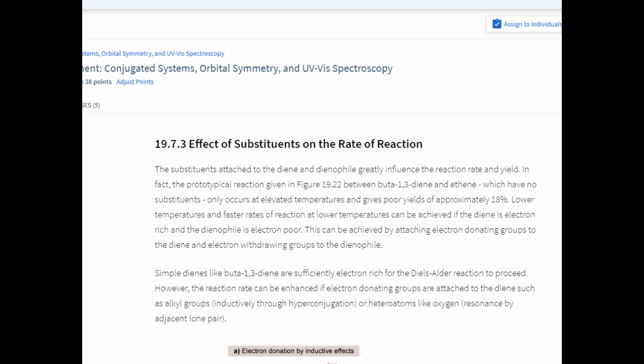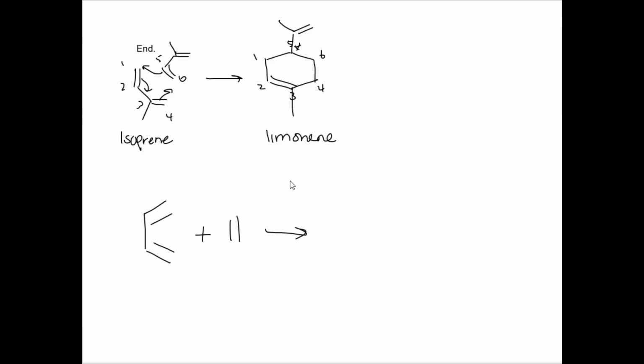And what you can see in this description is that the reaction goes fastest. In other words, lower temperature and faster reaction rates of a Diels-Alder reaction can be achieved if the diene is electron rich and the dienophile, which means the alkene, is electron poor. So we want the diene to be electron rich and the alkene to be electron poor. So we want this diene to be electron rich and this to be electron poor.